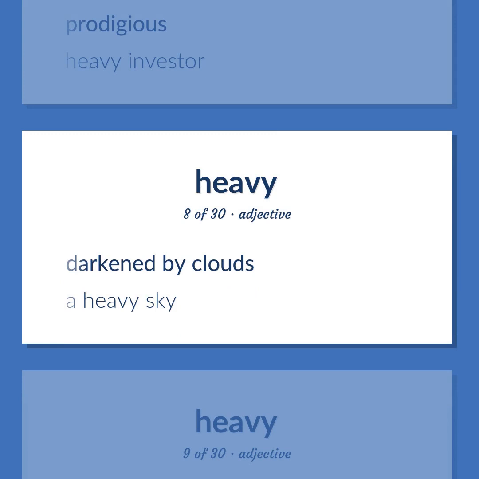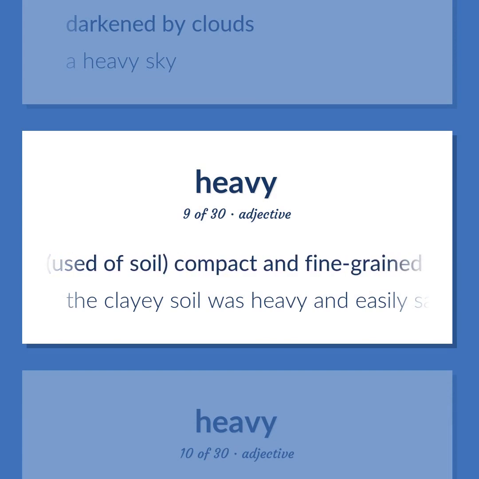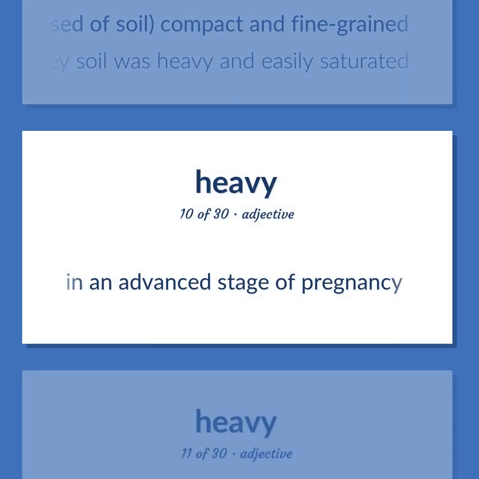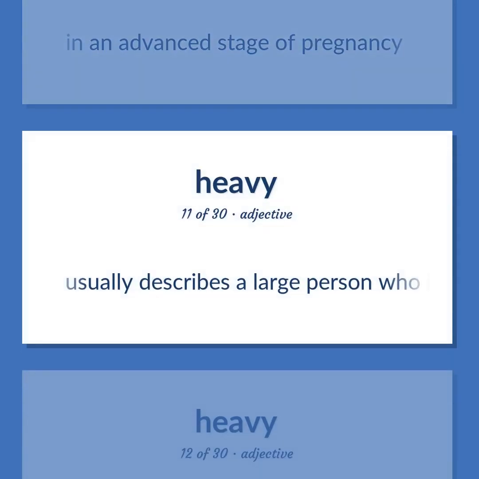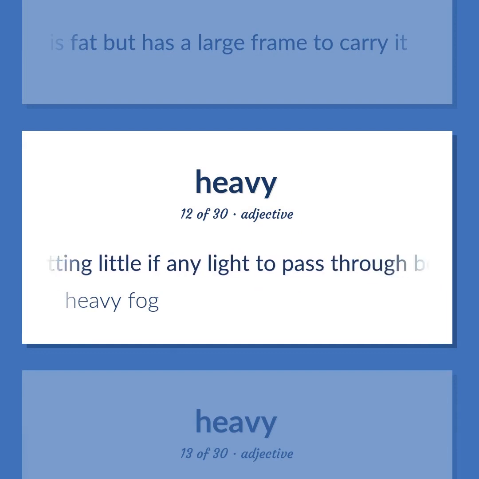Darkened by clouds. A heavy sky. Used of soil, compact and fine-grained. The clay soil was heavy and easily saturated. In an advanced stage of pregnancy. Usually describes a large person who is fat but has a large frame to carry it. Permitting little if any light to pass through because of denseness of matter. Heavy fog.